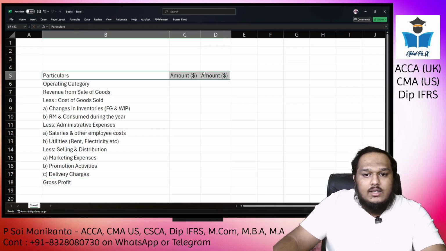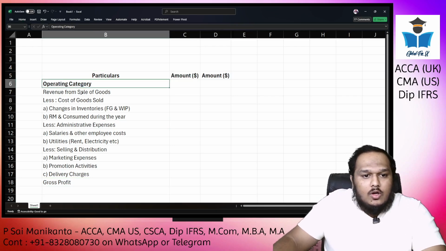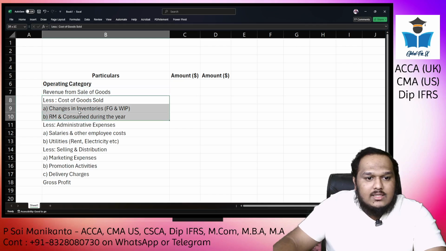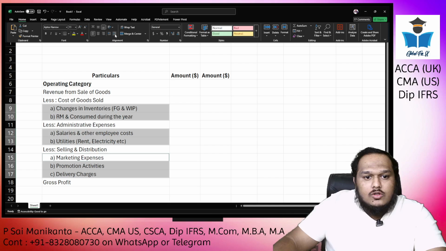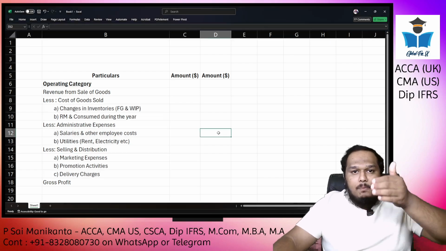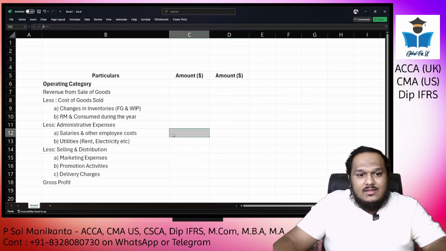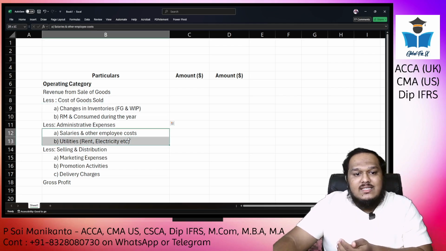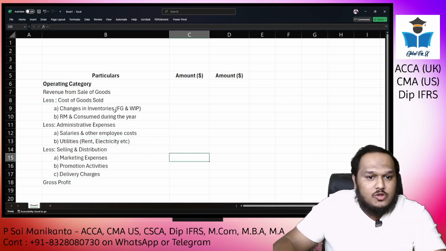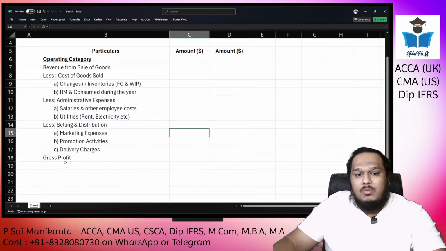So here under this approach, the operating category is there, revenue less cost of goods sold. Cost of goods sold will include all these items like this. So it is function plus nature. These items are function, but inside that you are giving the nature wise classification as well. So this is a hybrid approach. This is also fine enough, but again you decide which is more suitable for you.